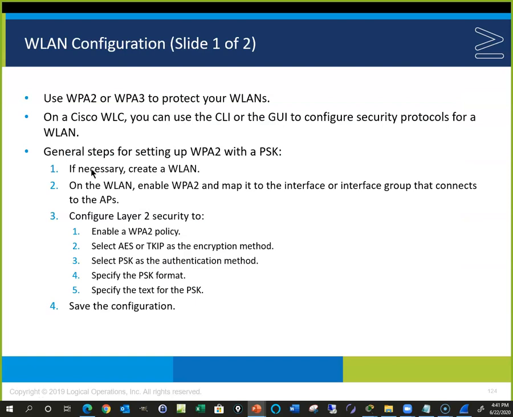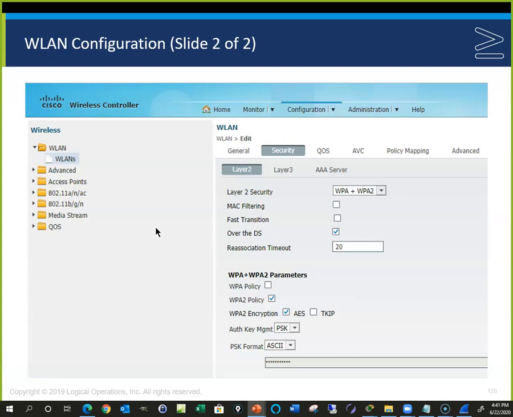Let's see, the general steps: create the WLAN. On the WLAN, enable WPA2. Configure layer 2 security, enable the policy, select AES or TKIP. These are the kinds of things that we did and you'll do in the wireless LAN controller. Pre-shared key, enter the text of the pre-shared key, and then save the configuration for the devices. WLAN configuration, again, an image here, the controller. I'd like for you guys to do the lab to actually configure the controller.